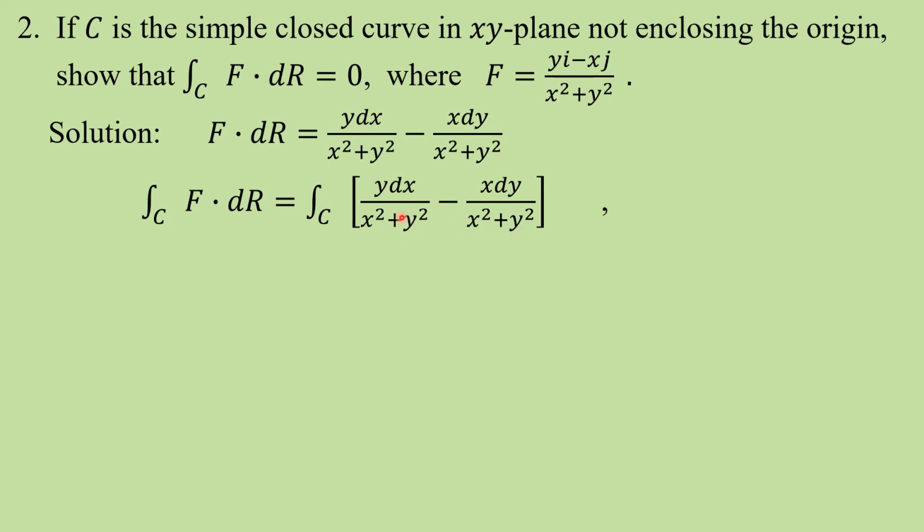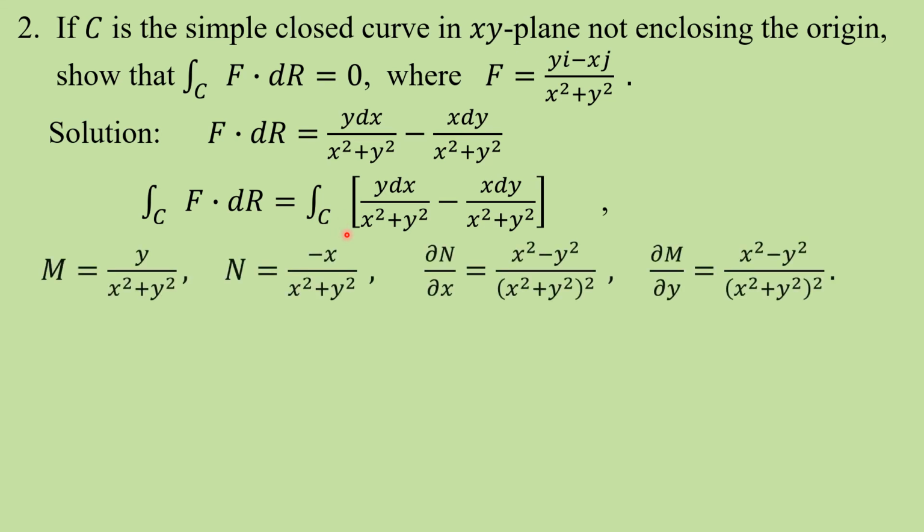Here, since it is a simple closed curve, I can use Green's theorem, where the line integral of M dx plus N dy can be converted into a double integral by identifying M and N and their partial derivatives with respect to x and y.